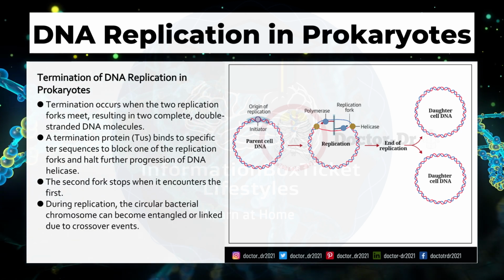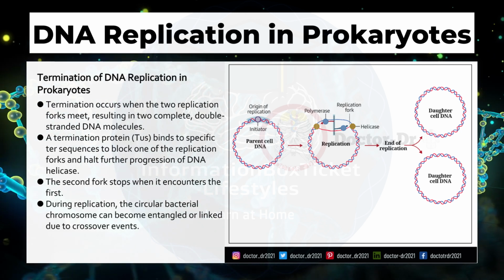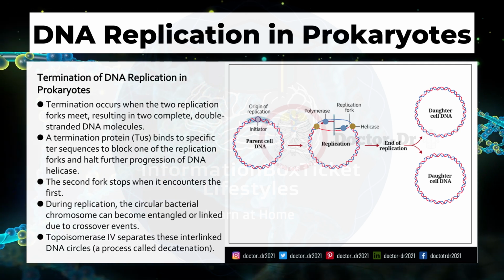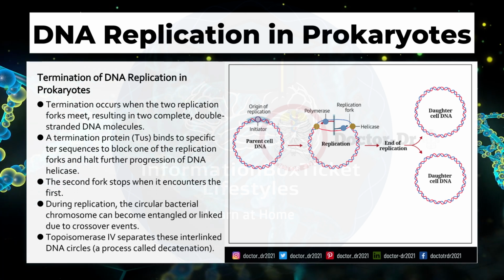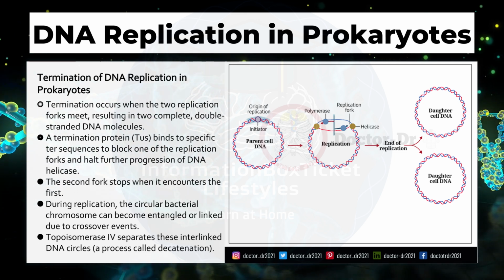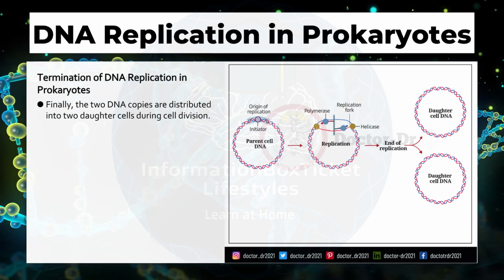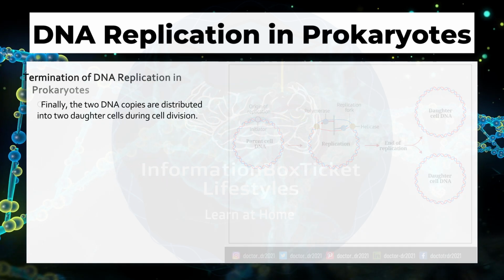During replication, the circular bacterial chromosome can become entangled or linked due to crossover events. Topoisomerase IV separates these interlinked DNA circles, a process called decatenation. Finally, the two DNA copies are distributed into two daughter cells during cell division.